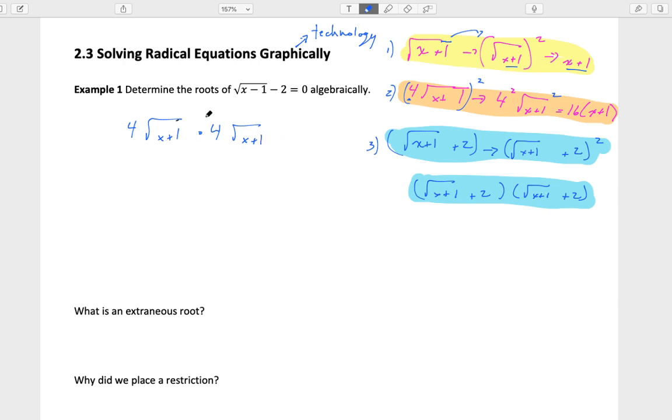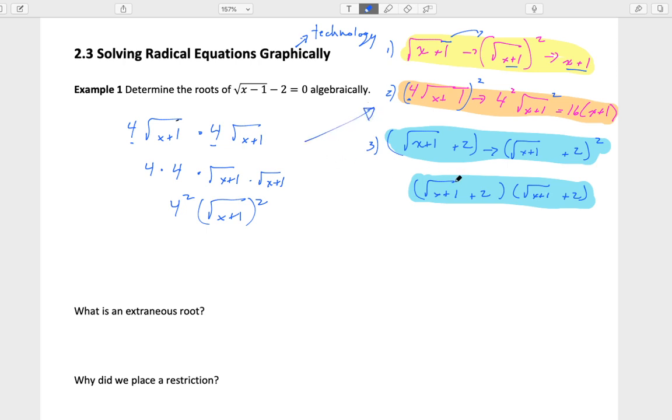And as we multiply these two quantities together, we can split it up, since it's 4 times that, into 4 times 4 times the square root of x plus 1 times the square root of x plus 1. And that is simply 4 squared, and then the square root of x plus 1 times itself can be expressed as the square root of x plus 1 squared. So that's the second scenario.